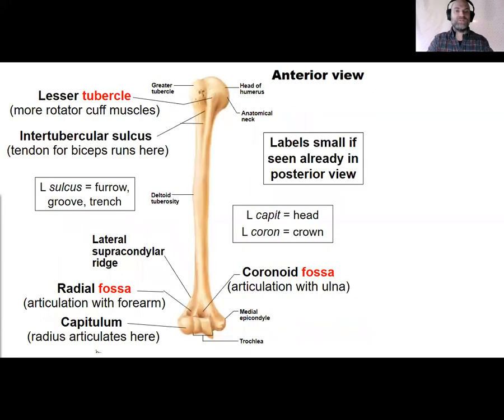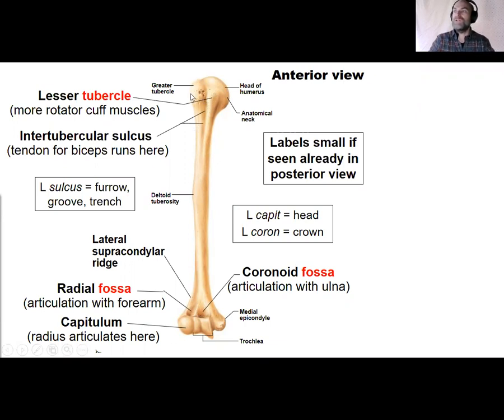In addition to these features, if we look at an anterior view, so the front of the arm here, we find features we've already seen: the head of the humerus, the greater tubercle, the anatomical neck here. We also see the smaller rough spot here called the lesser tubercle, which is the attachment point for other rotator cuff muscles. We have this deep groove here called the intertubercular sulcus.